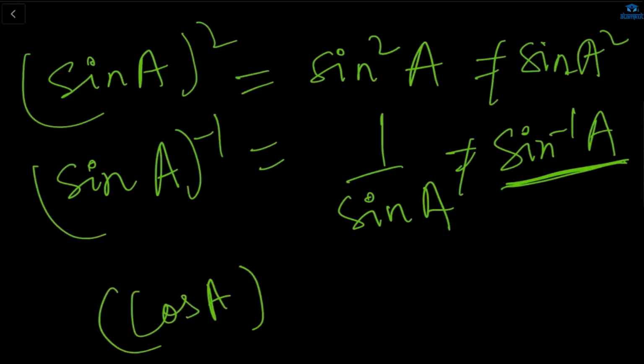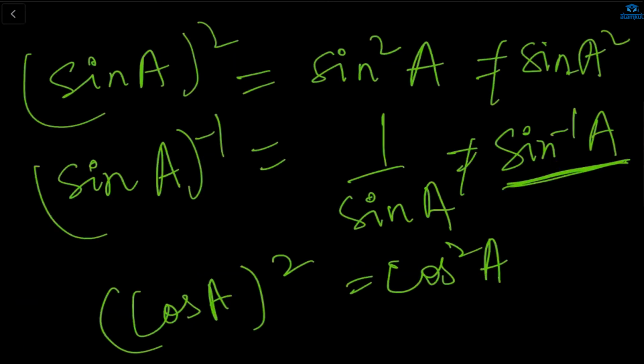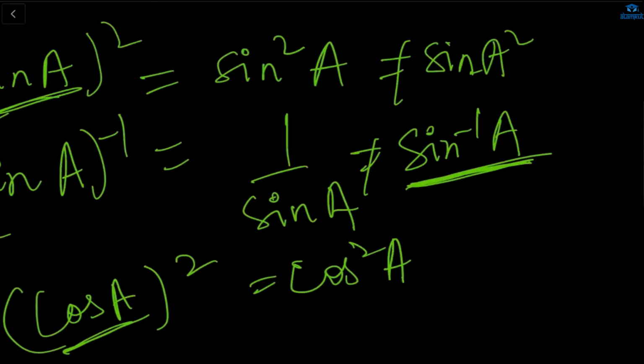If you are writing cos A whole square, it will be cos square A. You cannot write this as cos A square, because A square is a different thing. It is the square of cos. What do we call sine A? We read it as sine of angle A. We are not going to square angle A. Cos A is read as cos of angle A. And never write in the sine inverse A format, because this is a totally different thing.